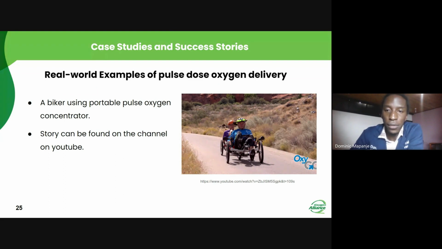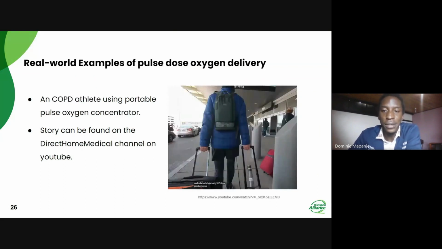For more real-world examples, we have this COPD athlete, COPD being chronic obstructive pulmonary disease. He was diagnosed with COPD. He says he's constantly breathless. When he talks, he's breathless. When he laughs, he's breathless. When he walks, he's breathless. That is to say, when he does any activity, he's mostly breathless. Therefore, there's need for oxygen therapy.